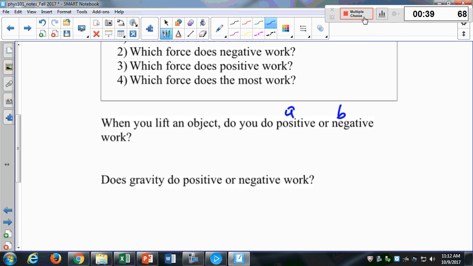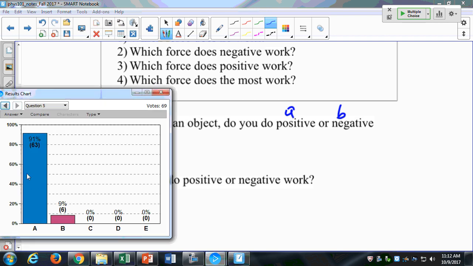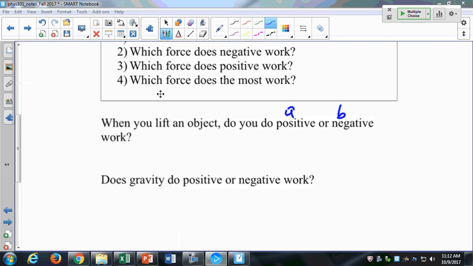Okay, good. A is right. I do positive work because when I lift an object, I'm applying a force in this direction, and I have a displacement in this direction, so that does positive work because they're in the same direction.